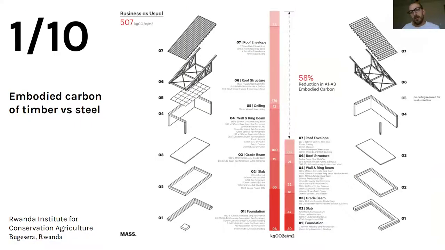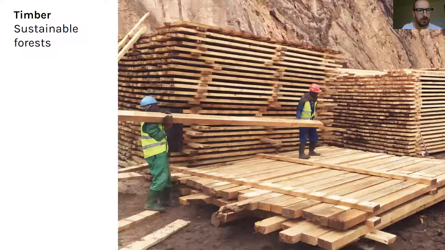And the timber roof structure, which has steel bracing in it, still came out as 10% of the embodied carbon of a steel equivalent. And that doesn't include any carbon storage in the timber either. But we didn't just do it for embodied carbon reasons. We also want to support sustainable forests in East Africa.